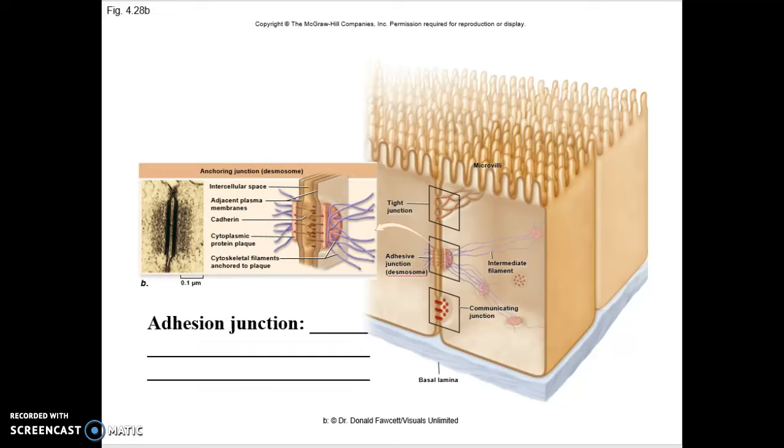The adhesion junction, also known as desmosomes, these junctions are going to provide a little bit of flexibility of the cell, a little bit of movement. They're often found in areas where there's mechanical stress associated with the cell, but they don't produce a solid barrier. So they produce kind of a porous barrier.